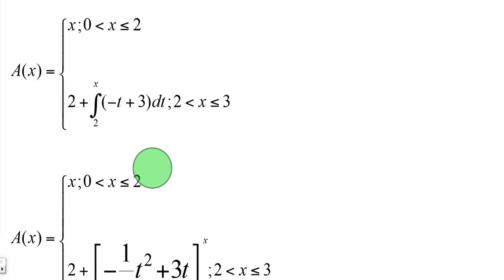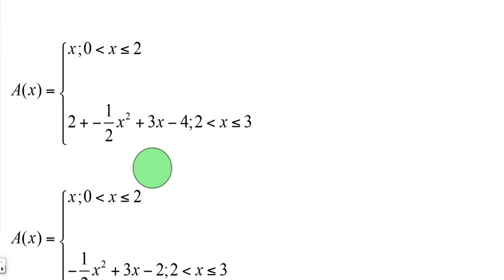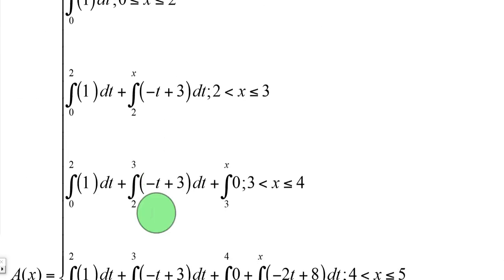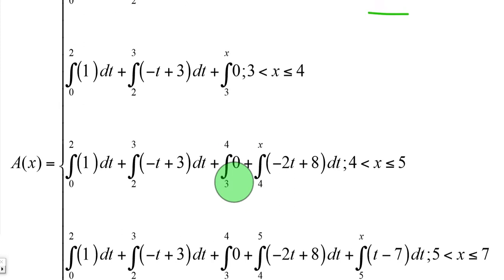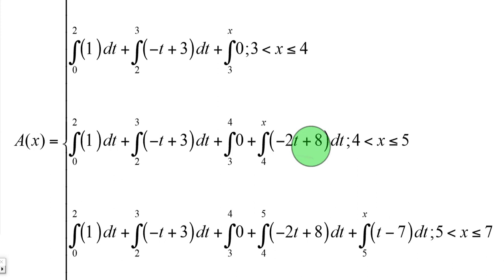Okay, so the third piece is going to be going from 3 to x. And again, that third piece is right on the t-axis, and it's just a straight line. It's just going to be 0. Okay, the fourth piece, we determined that the formula for that line to be -2t plus 8 will go from 4 to x, and in this case that line segment goes from 4 to 5.